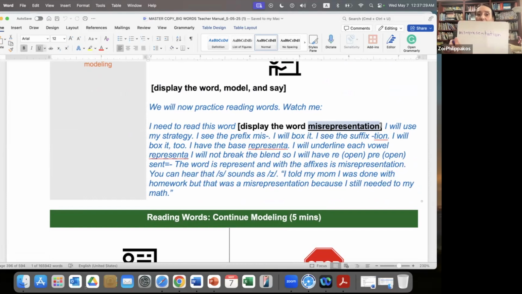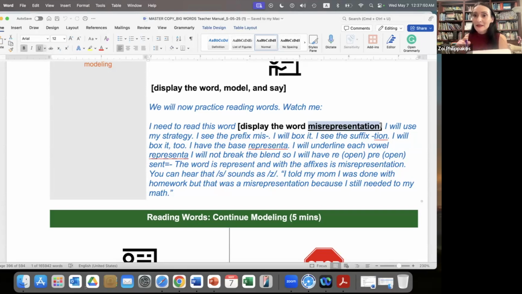I will use my strategy. I see the prefix "mis." I will box it. I see the suffix "-ion." I will box it. I have the base "represent." I read the word.